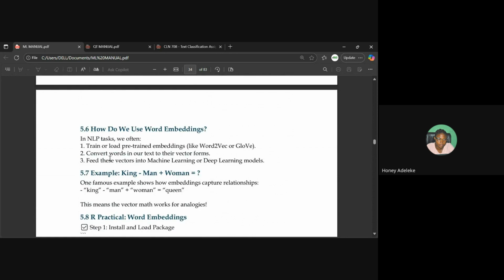Then we have section 5.6, which asks, how do we use word embeddings? In natural language processing tasks, we often train or load pre-trained embeddings. Now, just like I said, the Word2Vec and the global vector embeddings are pre-trained models. They have already been trained before now. I just have to give us an overview of how they were trained.